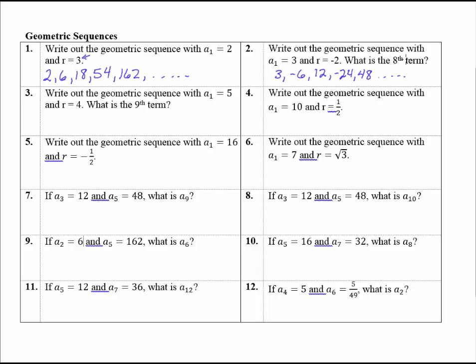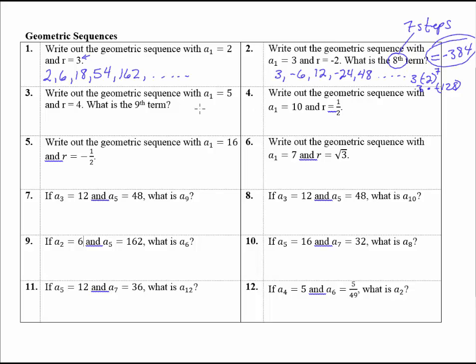Ooh, what is the 8th term? Good heavens, that means we're starting with 3. Let's write that out. We're starting with 3, and then we're going to take 1, 2, 3, 4, 5, 6, 7 steps. Note that. That means we're taking 7 steps. So we're taking 3 times negative 2 times negative 2 times negative 2, 7 times. So that's going to be 3 times negative 128. So the 8th term is going to be 3 times negative 128. That's negative 384. There we go.